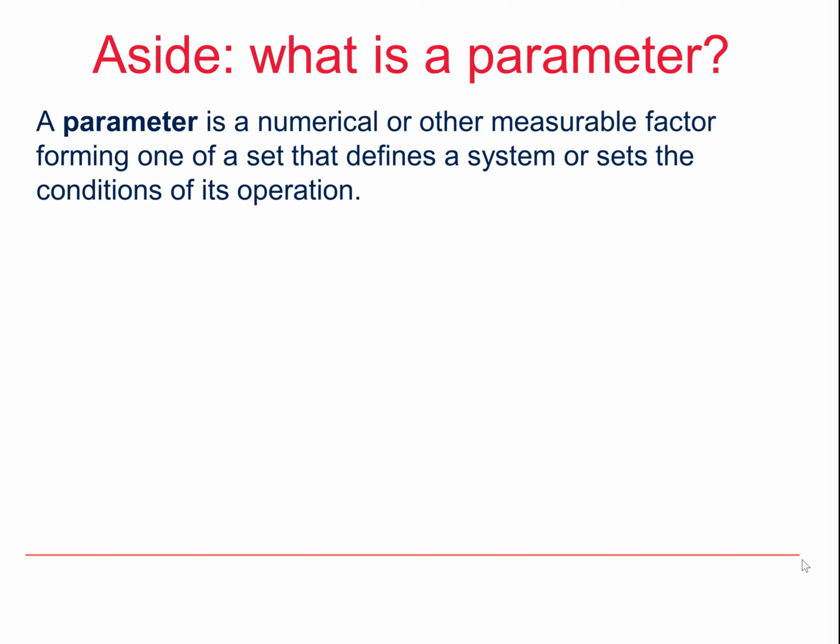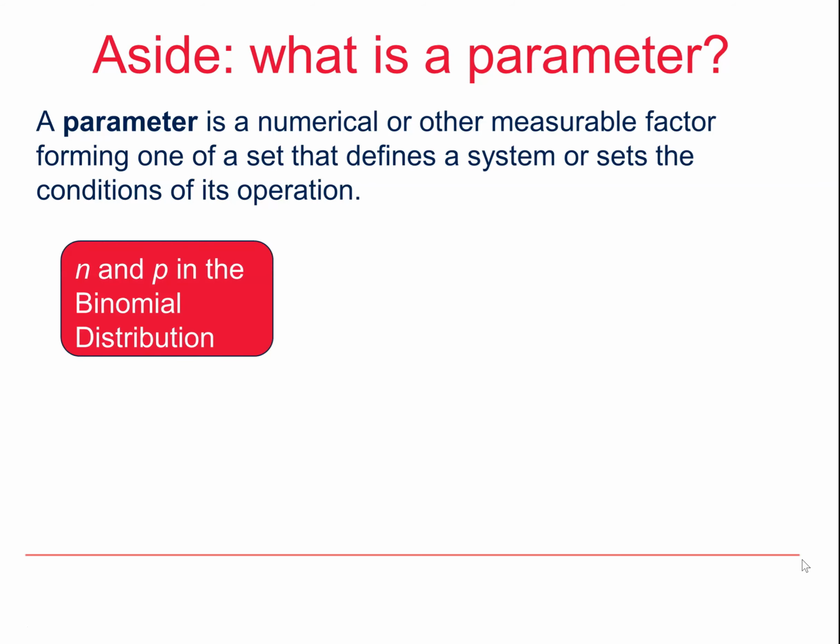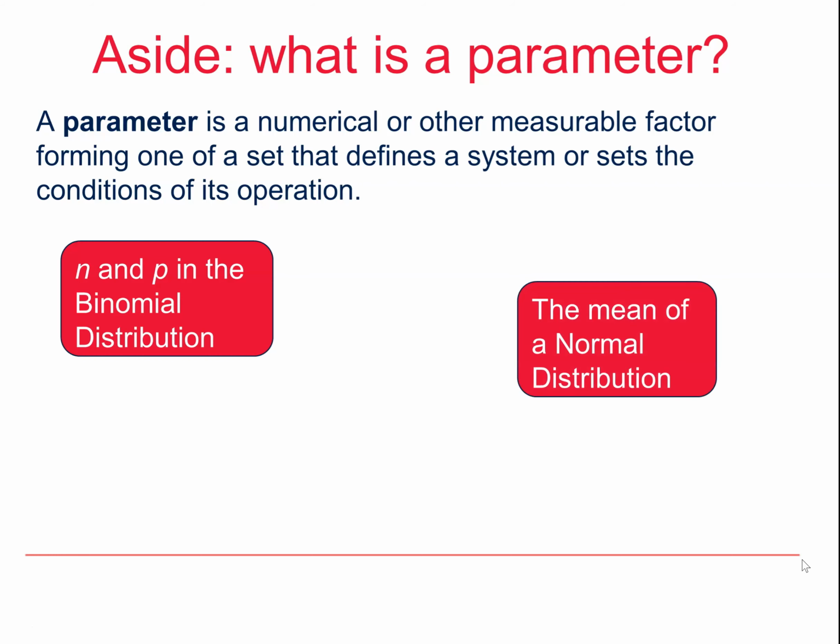Remember that a parameter is a numerical or other measurable factor forming one of a set that defines a system or sets the conditions of its operation. N and P define the particular binomial distribution you are using. N and P are parameters. The mean of a normal distribution is a parameter. You also need the variance to describe the distribution fully.